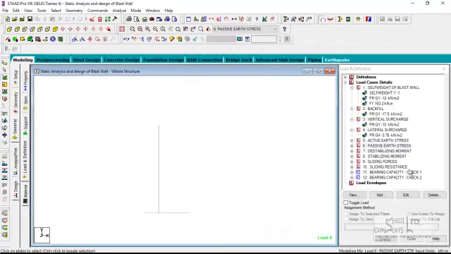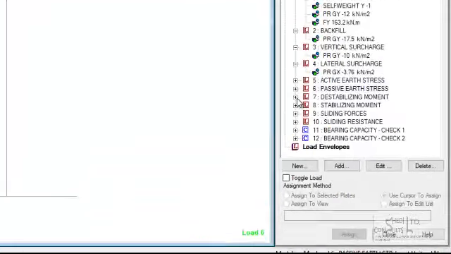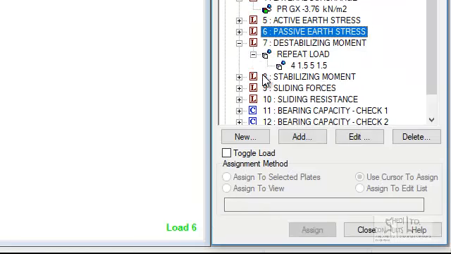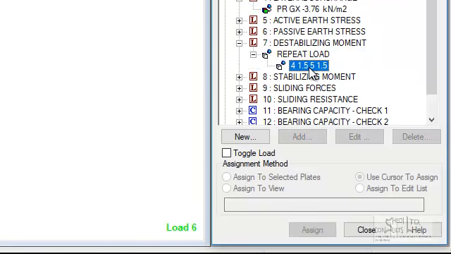So let's look at this carefully. We want to check the stability against overturning. If you're doing a manual calculation, you have to check that the total overturning moment about the origin must be less than the stabilizing moment about the origin. Overturning moments come from the lateral forces applied onto the structure.